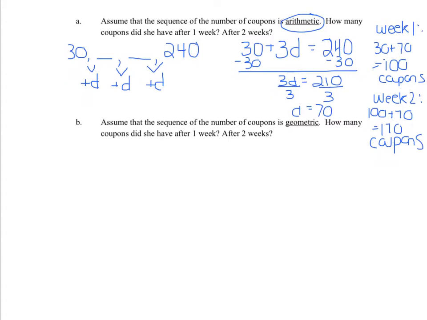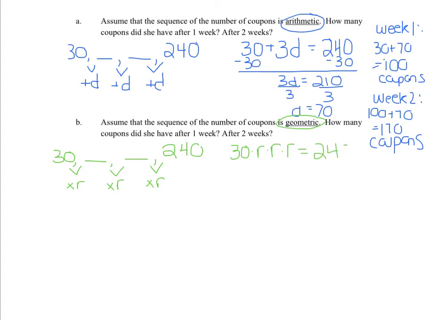This is part B. Assume that the sequence of the number of coupons is geometric. So now we're dealing with geometric. How many coupons did she have after week 1 and after 2 weeks? We're going to start with 30, week 1, week 2, and then we have 240. Because it's geometric, we're multiplying by R, by R, and by R. So what we have is 30 times R times R times R, which is going to give us 240.